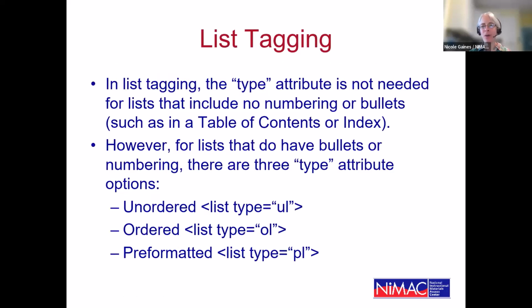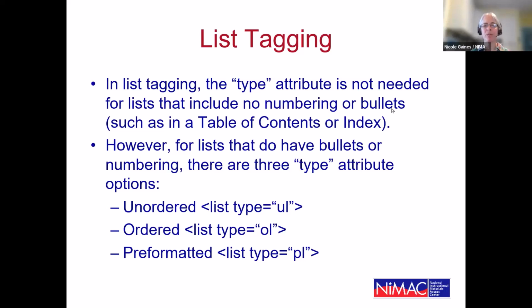So we actually had a question just a moment ago from David in the chat about list tagging. I'm glad he had a question about it, because this is pretty important for NIMAS. Lists are pretty common in instructional materials. And we actually just recently found out some information with regard to the amount of support for different types of lists. So what I wanted to cover with regard to lists is that generally speaking, the type attribute is not needed if you have a list that doesn't have any numbering or bullets, think of table of contents or index.